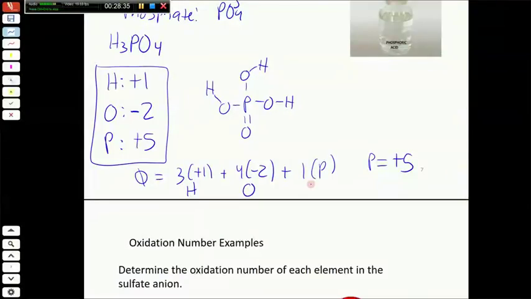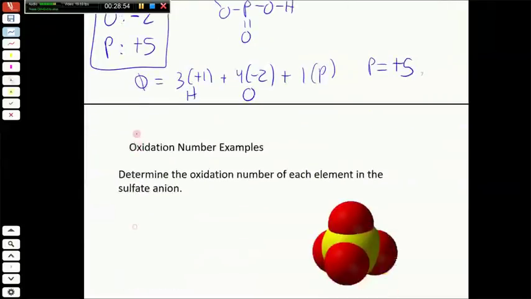But in this case, the way we find it is because it's the central atom, because phosphorus is one of those elements that's highly variable in terms of its oxidation number, we do the other ones first, the obvious ones, and then we use a little bit of algebra to find out what that oxidation number has to be. Okay, questions on that one?